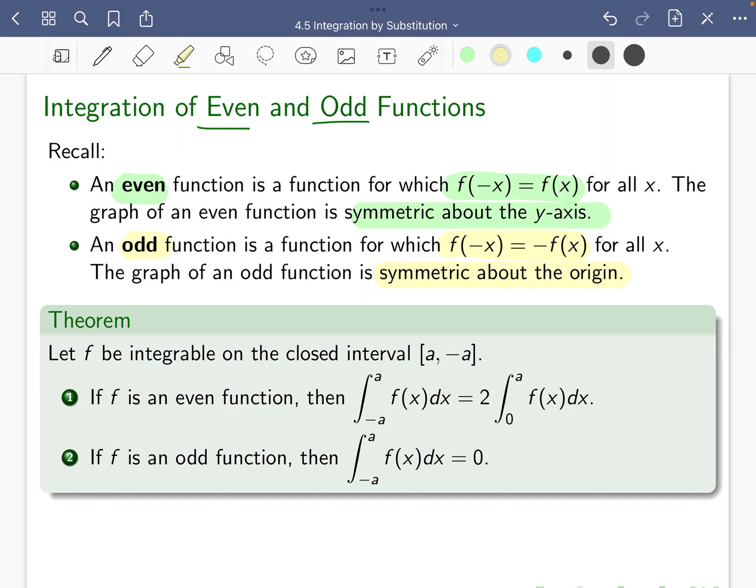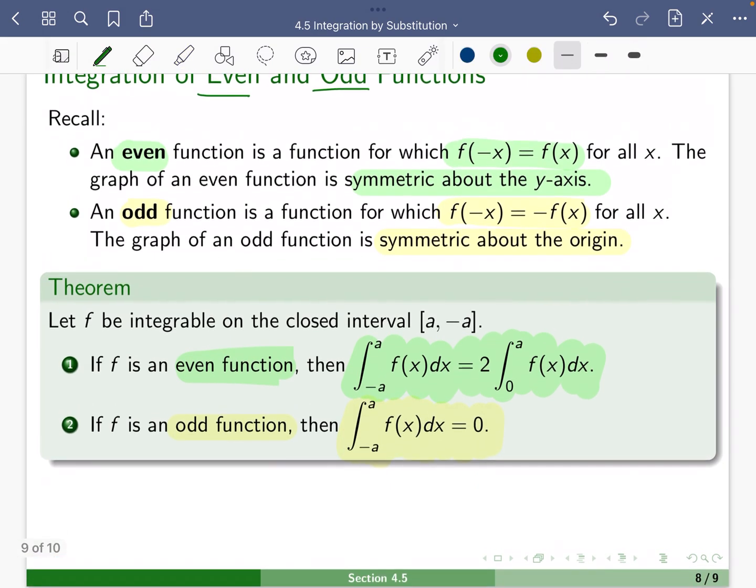If you make those observations, then if f is an even function, and it's integrable on a closed interval from negative a to a, then this integral here is 2 times the integral from 0 to a. And similarly, if you have an odd function, the integral from negative a to a is just going to be 0. And why would that just be 0?